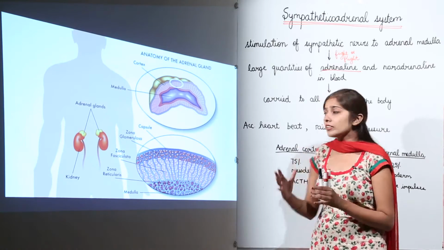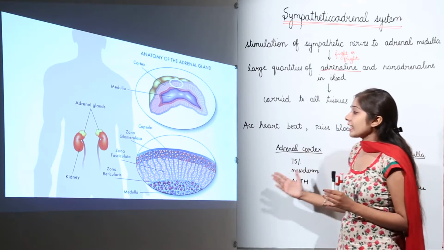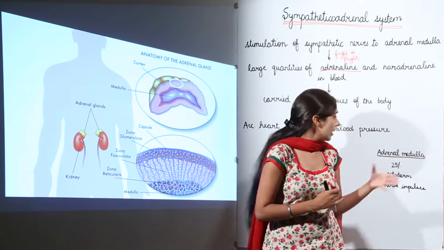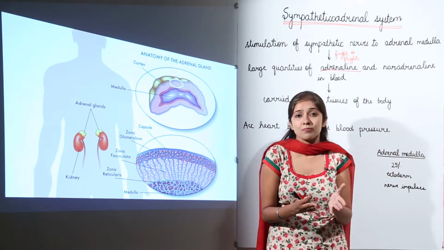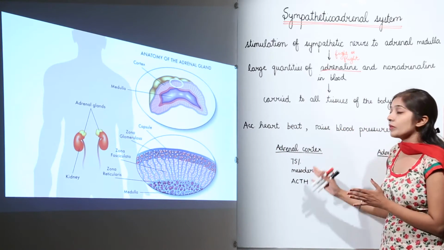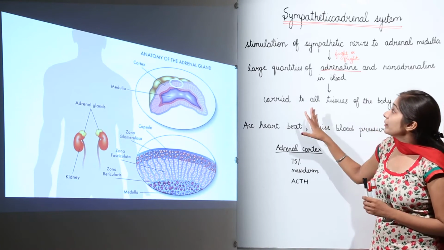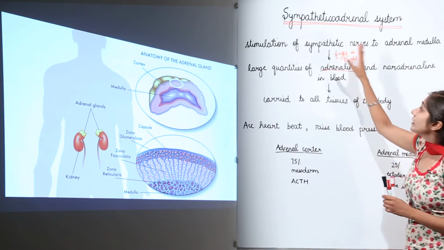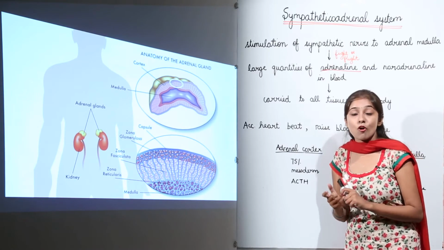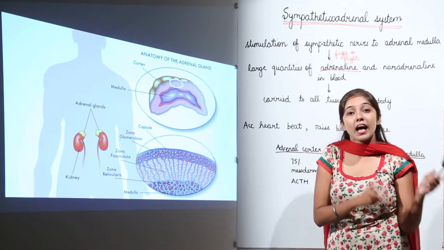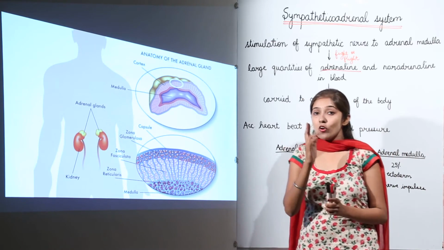So you can make out the differences. Well, the adrenal cortex has three zones, but the adrenal medulla has no such zones. So you can make out the difference between the adrenal cortex and adrenal medulla in this way. Now remember that this is the sympathico-adrenal system, the integrated system of the sympathetic nervous system plus the adrenal medulla. I hope this is clear to you.